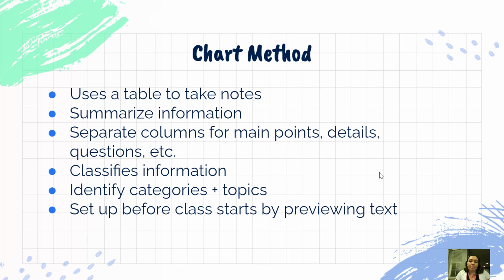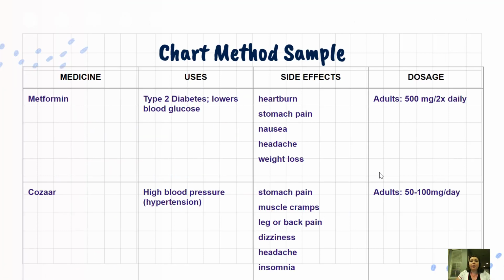You'll need to set this one up before class starts by previewing the text, getting everything ready to go before you watch or go to class for a lecture. Okay, so here is an example of the chart method. Okay, so looks like this would be taken maybe in a nursing class or some kind of health science, medical field type class. And so everything would have to be kind of set up in advance with these categories, right?